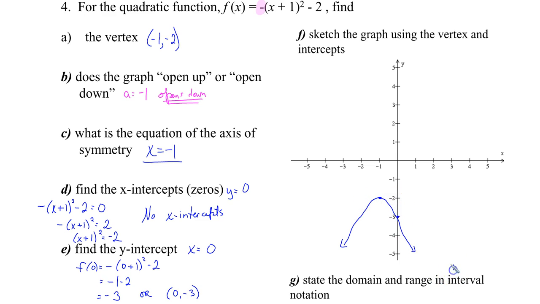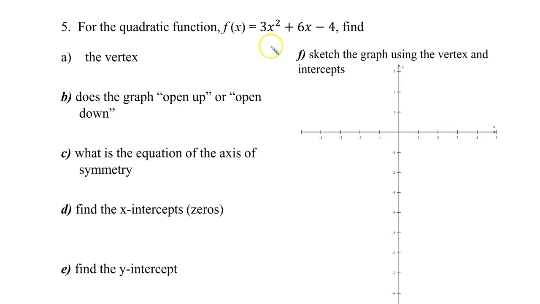Okay, so the domain is still -infinity to +infinity. That's kind of boring on these because it is a polynomial. The range, however, now has a maximum value, and so the range is going to go from -infinity to that maximum value, which is -2. Exactly, the y part of my vertex. Excellent, very good. Let's see what other fun things we can run across.